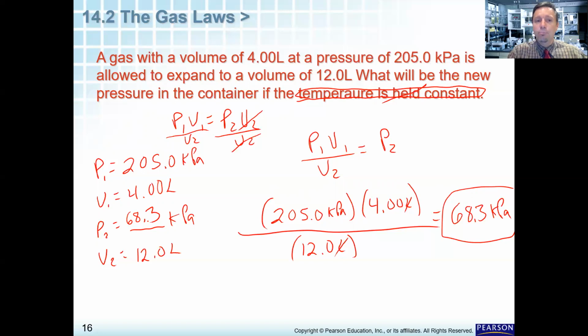This is here Boyle's Law. How do I know it's Boyle's Law? Because it's telling me I'm dealing with pressure and volume, and temperature is held constant.